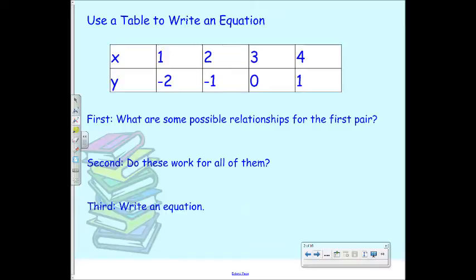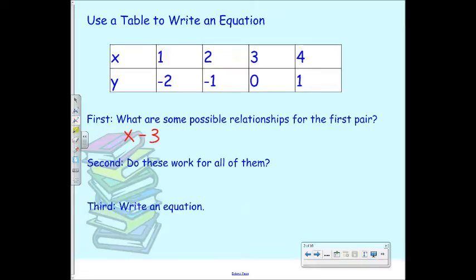So what are some possible relationships to go from 1 to -2? What could you do with 1 to get to -2? For example, if I had 5 and 4, I could say -1, because I did -1 to go from 5 to 4. So what could I do to go from 1 to -2? What are some possible relationships? -3. So I could do x -3. If I take this x value and subtract 3, that's perfect.